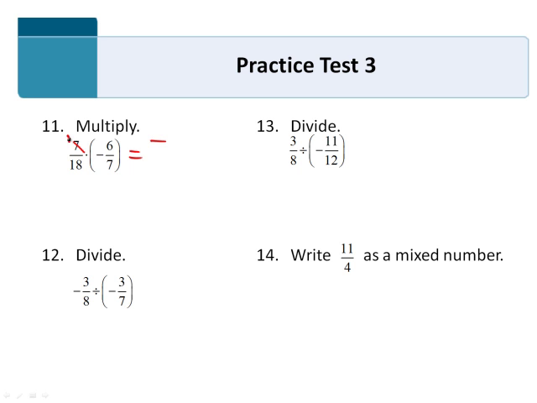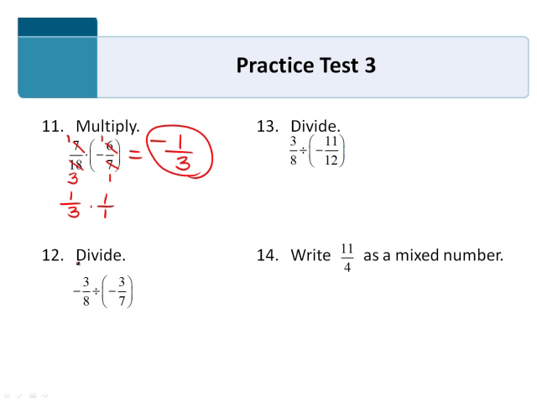If I divide by 7, I'm left with 1 and 1. And 6 and 18, 6 goes into both of those. So 6 divided by 6 leaves 1, and 18 divided by 6 leaves 3. So if you look, you've got 1 over 3 times 1 over 1, which is just going to give you 1 on top and 3 on the bottom. So -1/3.